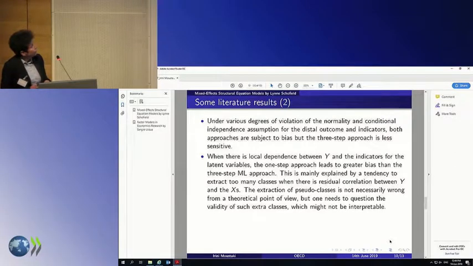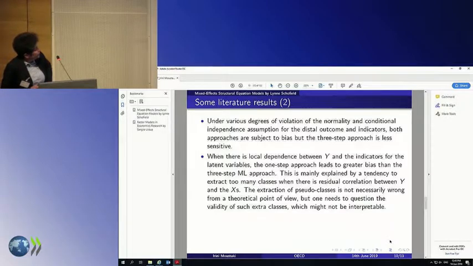They also found that if you have violations, for example, of normality of your distal outcome, given your latent variable, or you have violation of conditional independence, then, of course, things do not look as good anymore. But they found, that, for example, that the three-step approach is less sensitive than the one-step approach.